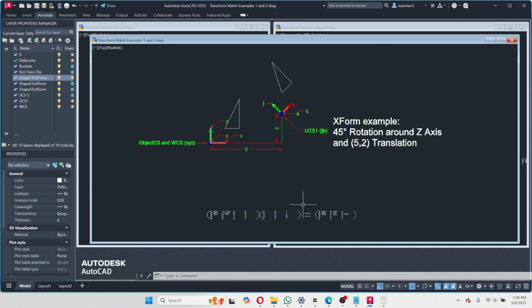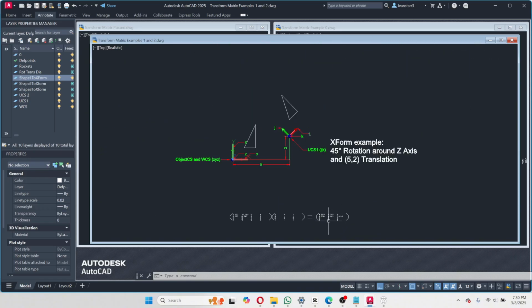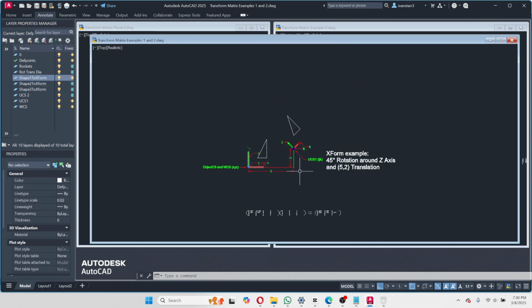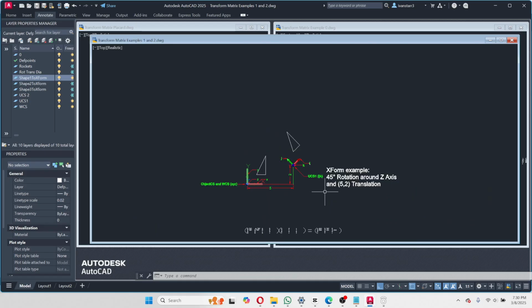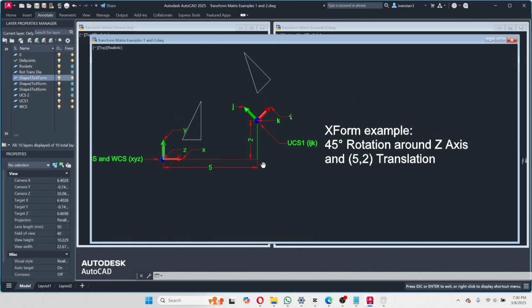And then 5.7, 4.1. That's this point right here. And then that last one, 4.2, 4.3, 5.5. That's this one right here.